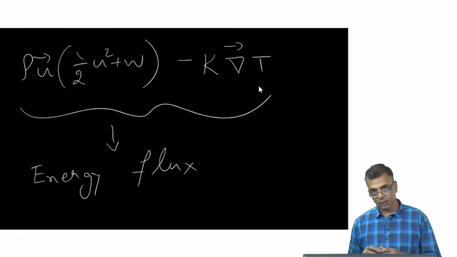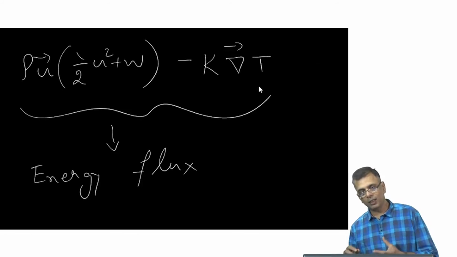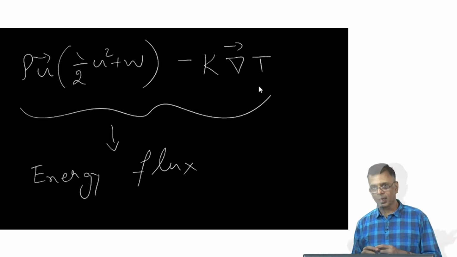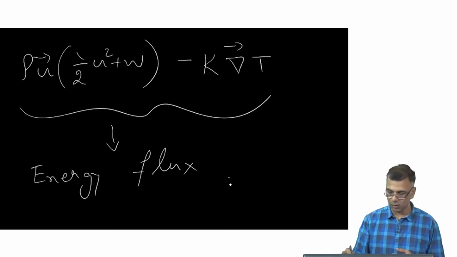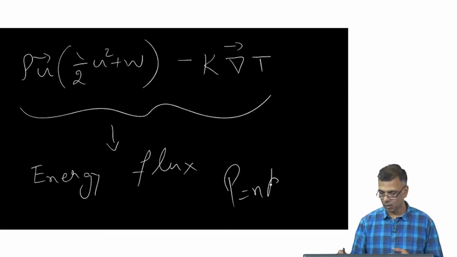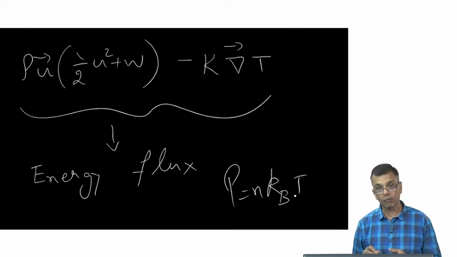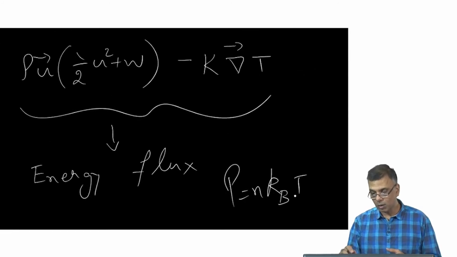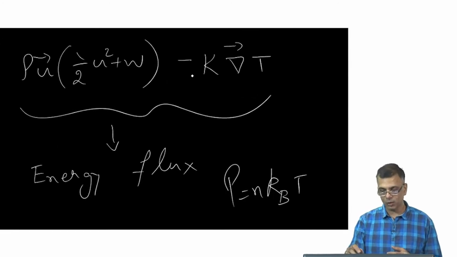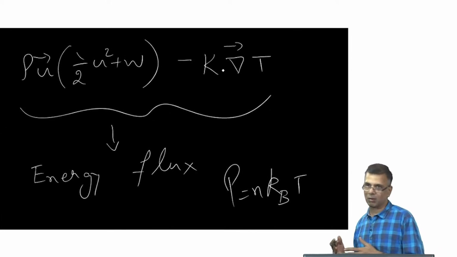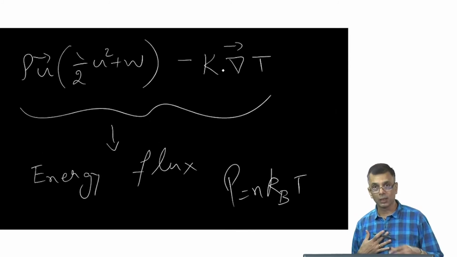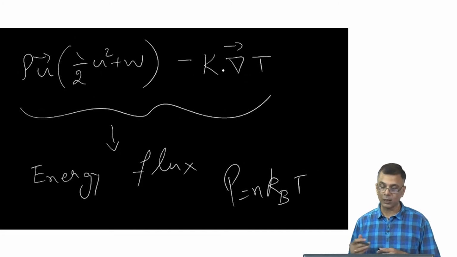the T is the temperature, okay, and you would be relating T to pressure and density using maybe a P equals NKT, this kind of a formula. So this would be the gradient of temperature, and this would be the conductivity. So energy can be transported due to temperature gradients as well.